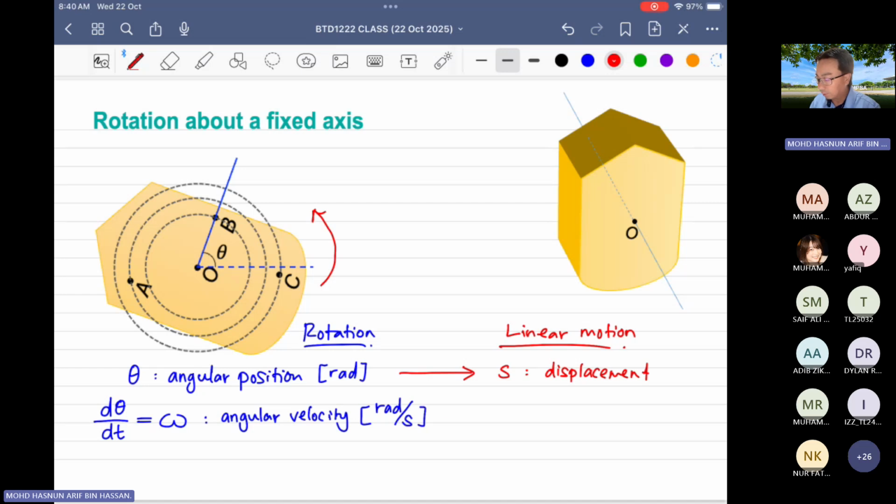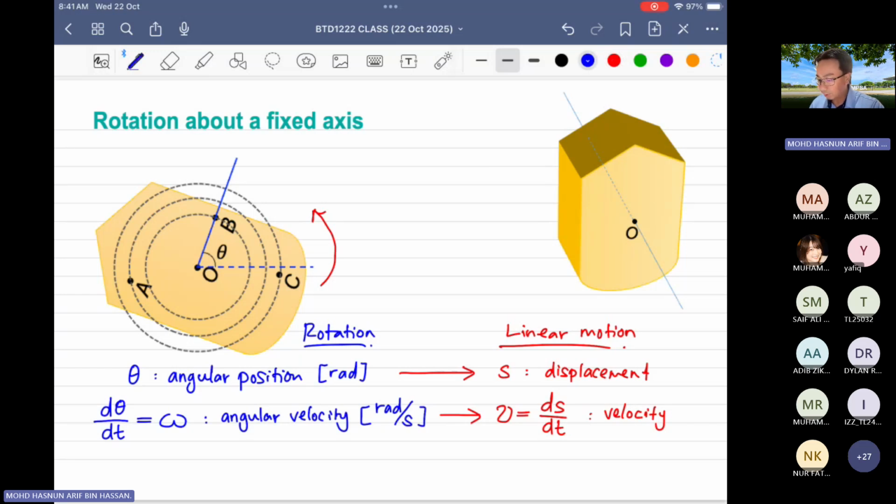Similarly, for linear motion, we have the velocity, known as v. V is the velocity, which is ds over dt. We differentiate the displacement over time, and this gives the velocity, or linear velocity. Normally, we just write it as velocity, and people understand it as linear velocity.